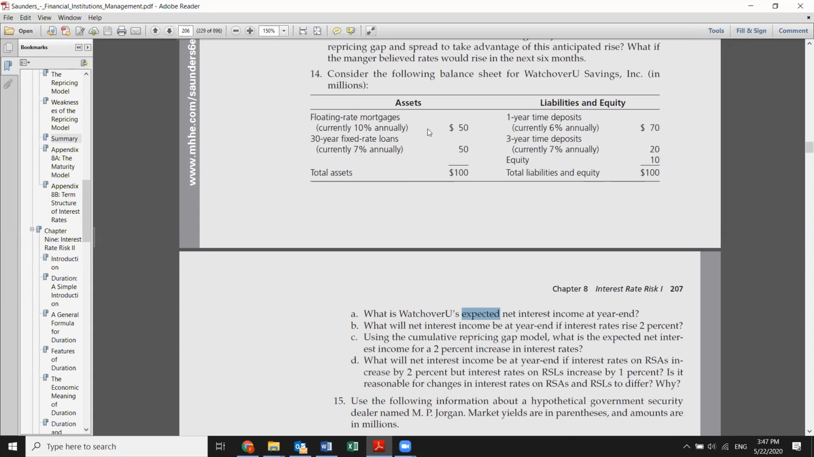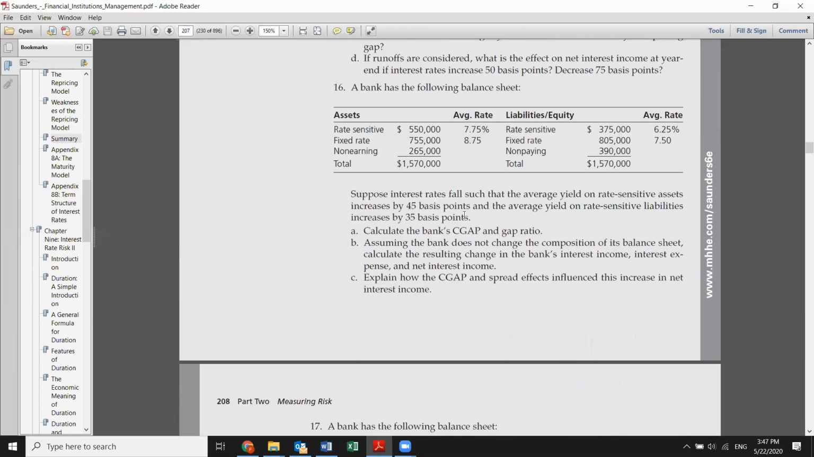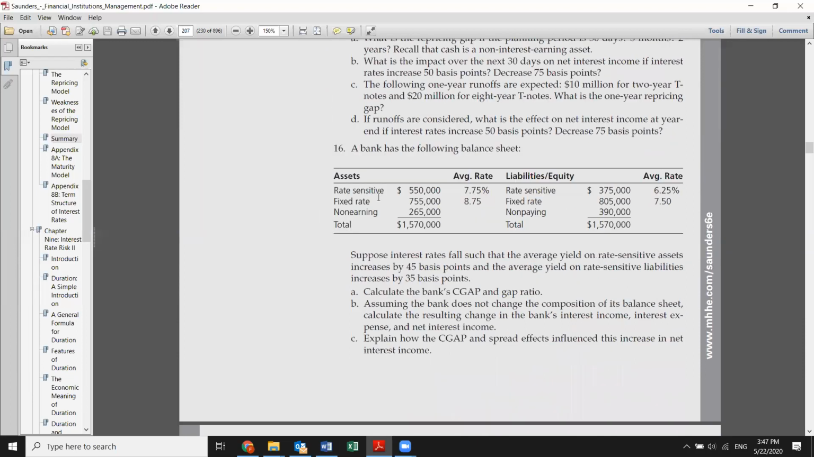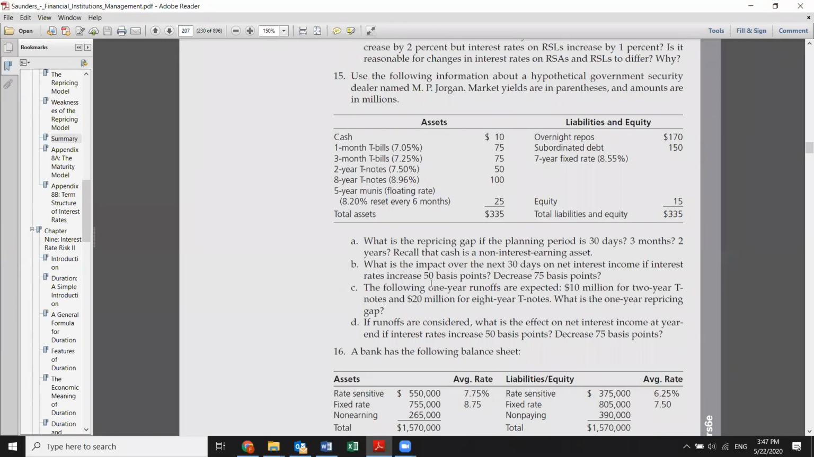Is that clear? Yes, so in all other cases, we should use the cumulative gap model, yes? Yeah. If it doesn't ask expected, you just use it. You don't pay attention to these interest rates. If you're asked to calculate expected change in net interest income, then you have to take them into consideration. Only in expected. Okay, thank you so much.